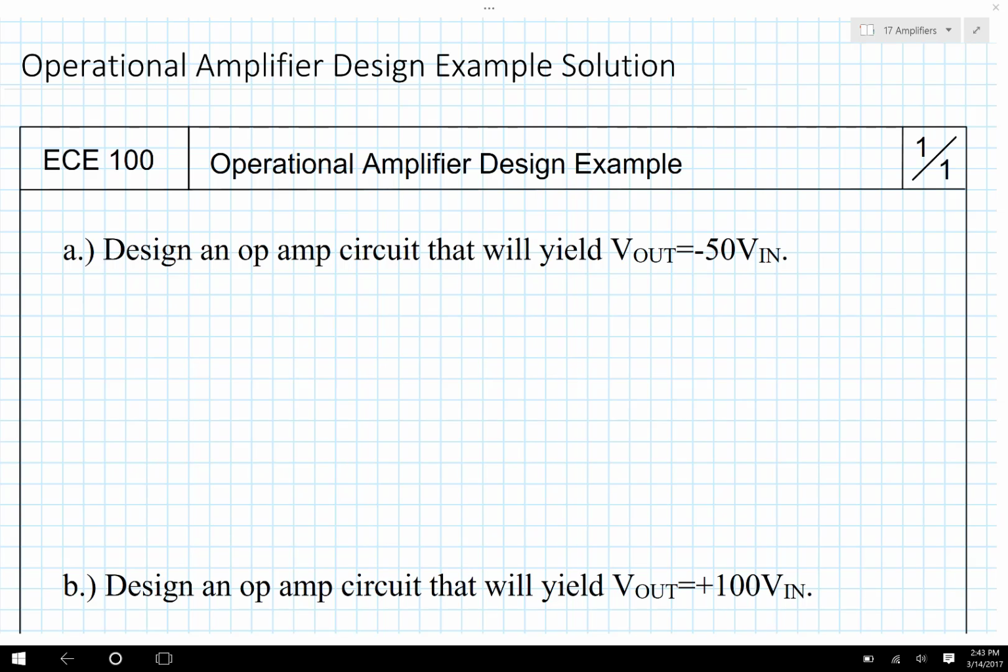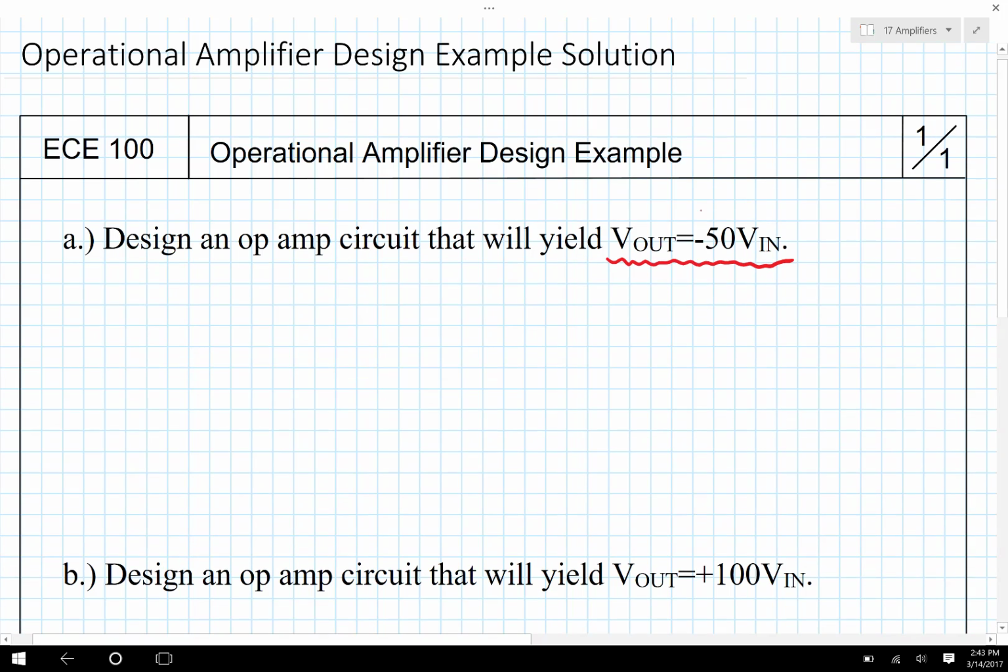Now we've progressed to sort of the highest level of working with operational amplifiers, and that is to design circuits to perform certain tasks. So you can see that the problem statement here is quite simple. I simply want a circuit that will yield Vout equals negative 50 times Vn. And to me, when I'm looking at this, there are two things that I'm going to identify.